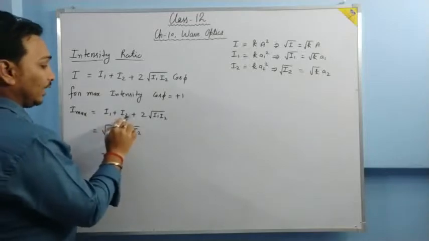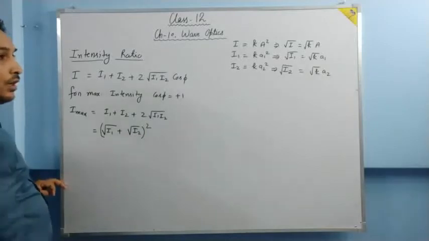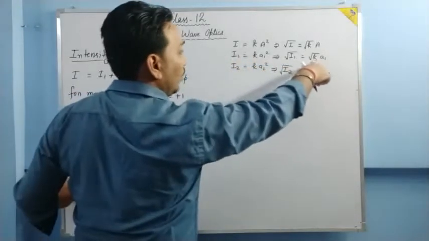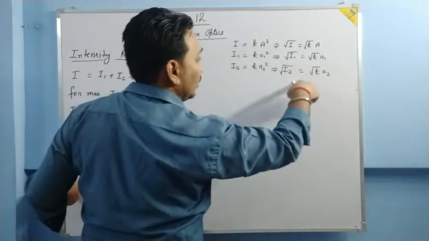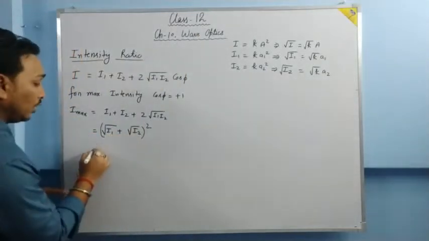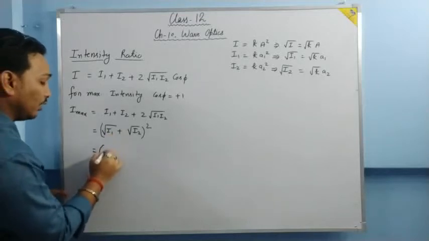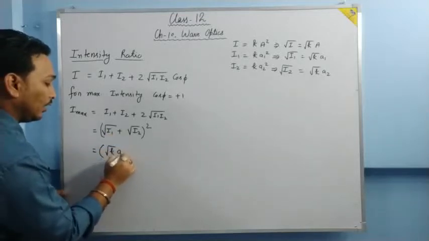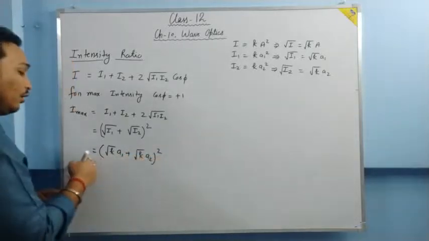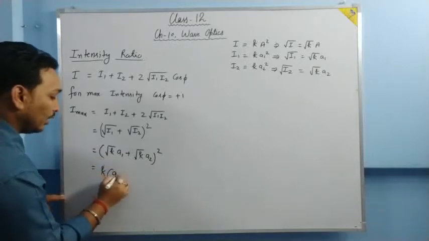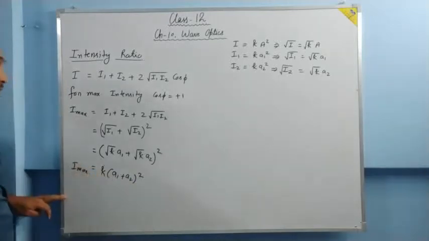See, I1 plus I2 plus 2 under root I1 I2 can be written as (under root I1 plus under root I2) whole square. For I1, under root I1 is under root k a1. For I2, under root I2 is under root k a2. We will put the values over here. What are we going to have? In place of under root I1 and under root I2, it will be (under root k a1 plus under root k a2) whole square. Under root k can be taken as common, so that will be k (a1 plus a2) whole square. This is what? I max.